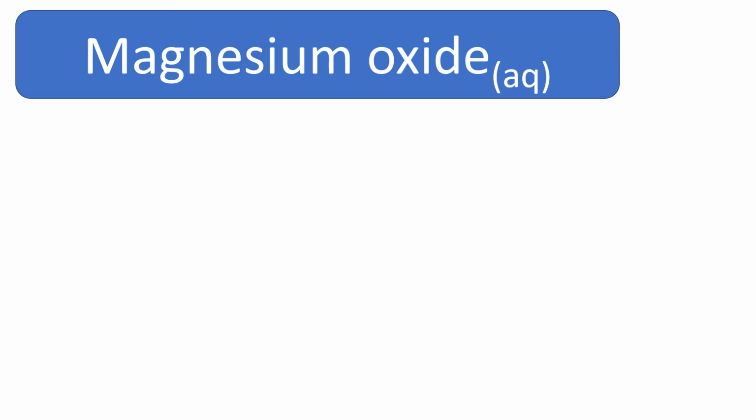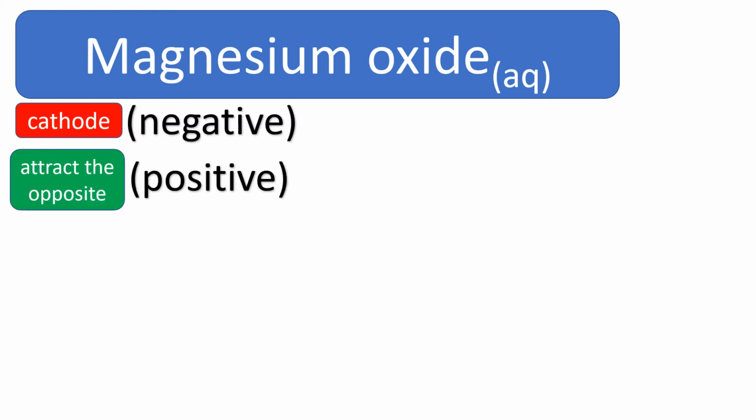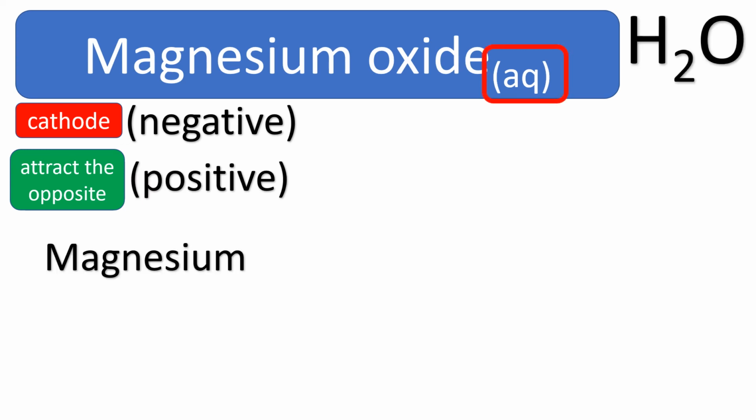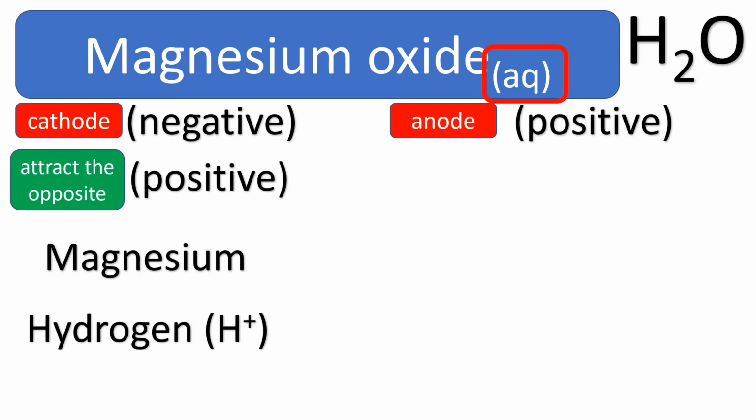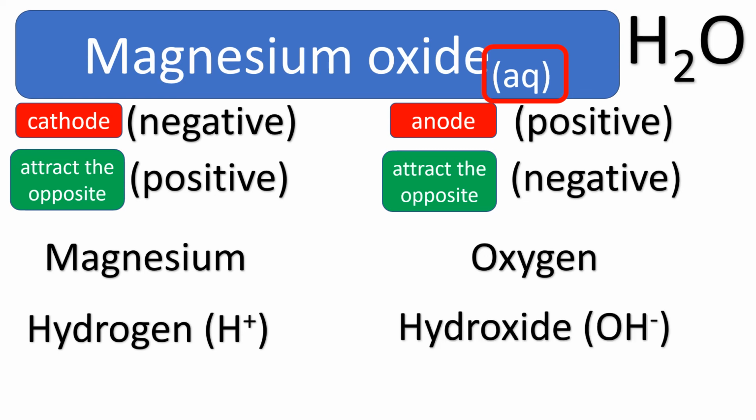Okay, I'm going to quickly break this down for you if you had a go at that. So I'm going to start at the cathode, which is negative. I'm going to attract the opposite. So that's the positive metal, which is magnesium. And I've got AQ, so I also know I've got H plus there. At the anode, that's positive. I'm going to attract the opposite, which is negative. That's going to be my oxygen. Notice it's oxygen, not oxide, guys. And also the hydroxide from the water.